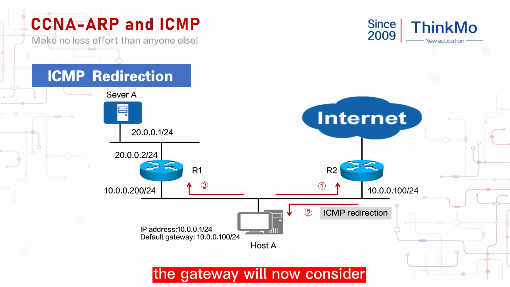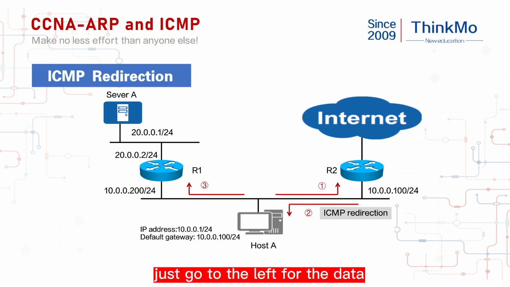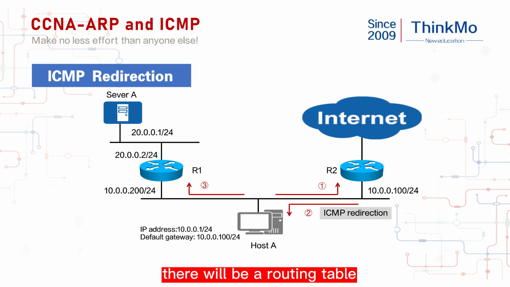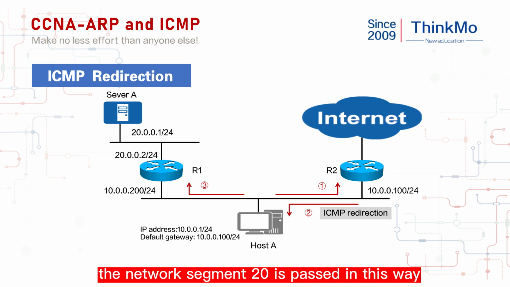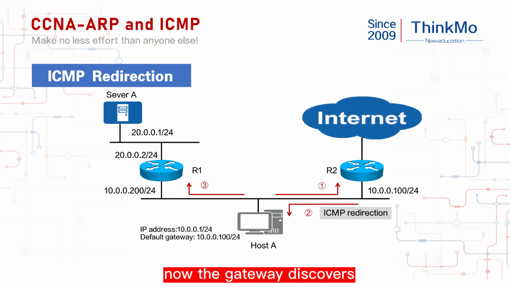The gateway will now consider, if you visit now, better not to find the gateway, because the server is on the left side of the host. Just go to the left for the data. For the gateway, there will be a routing table. This routing table is premised. The routing table needs to know that the network segment 20 is passed in this way. To do a redirect, which is equivalent to, now the gateway discovers.